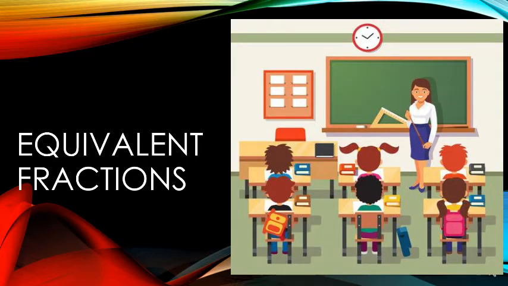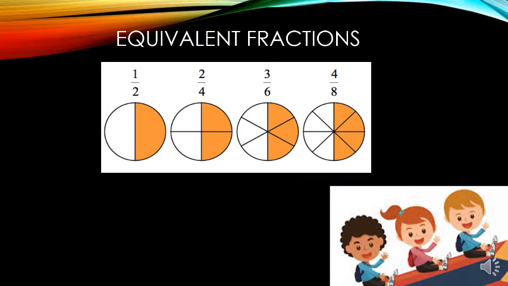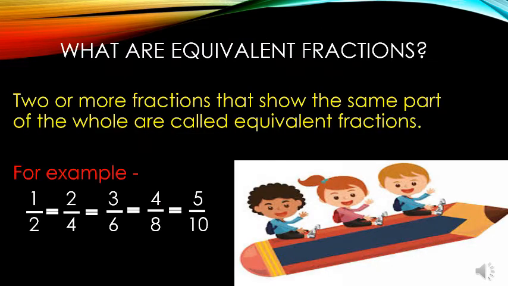Kids, today we are going to learn about equivalent fractions and how to reduce them to lowest terms. Here 1 by 2, 2 by 4, 3 by 6 and 4 by 8 are considered to be equivalent fractions. Let us understand how. First, let us understand what are equivalent fractions. Two or more fractions that show the same part of the whole are called equivalent fractions.